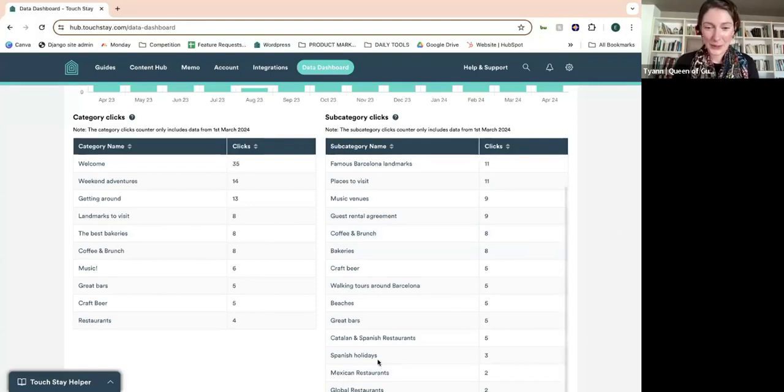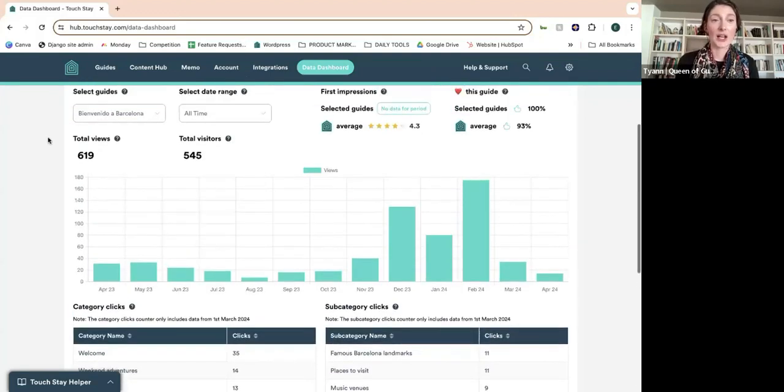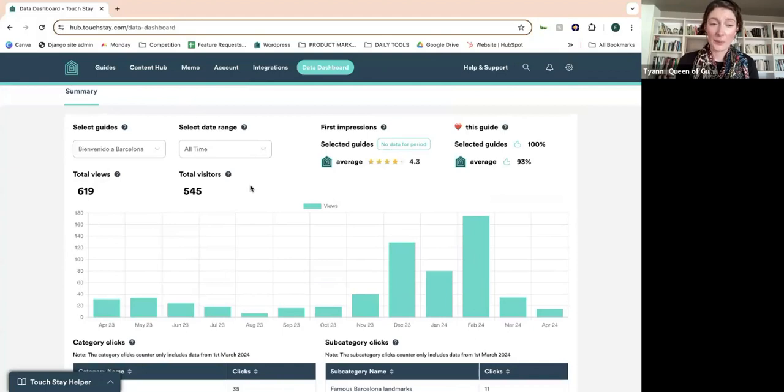Lovely. So just checking the Q&A box quickly. A very good question from Nicole. How far back do these data points go? Can I go back and look at last summer's usage? So the guide views, that goes back all of the time of your guide.